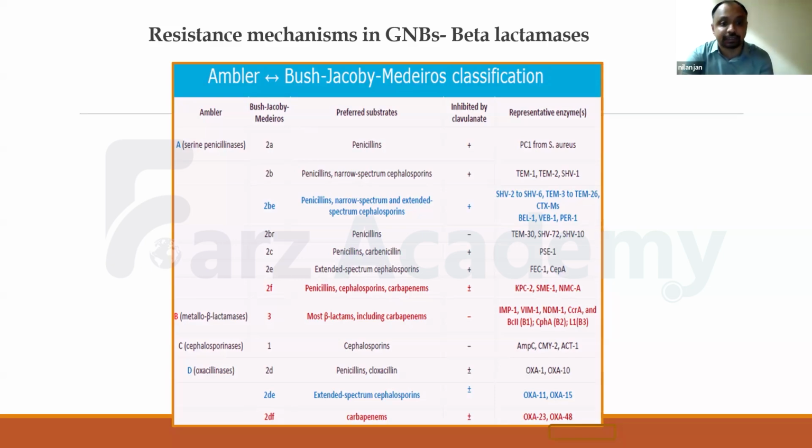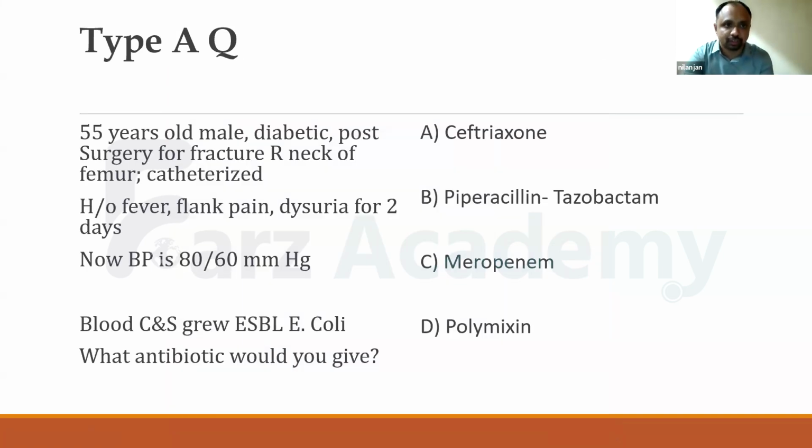Class B is metallo-beta lactamases. For those who are from India, you must have heard of the NDM, the New Delhi metallo-beta lactamase, and VIM-1, IMP-1, etc. That is the second class. Class C is AmpC and class D is oxacillinases. The most common genotyping we do is OXA-48. It is important to know this classification because your antibiotics are based on it.